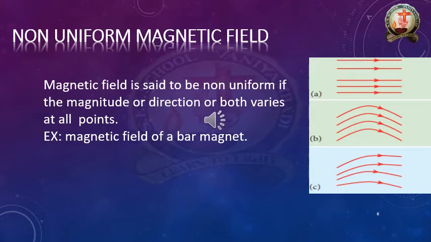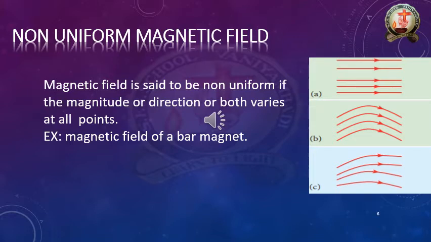In the first figure, at all the points the direction is the same but the magnitude is not the same. Okay, in the second figure, at all the points the magnitude is the same but the direction is not the same. In the third figure, both the magnitude and the direction are not the same at all the points. So this we should also call a non-uniform magnetic field.